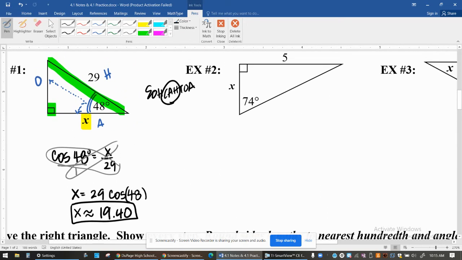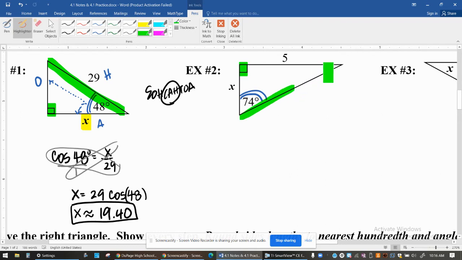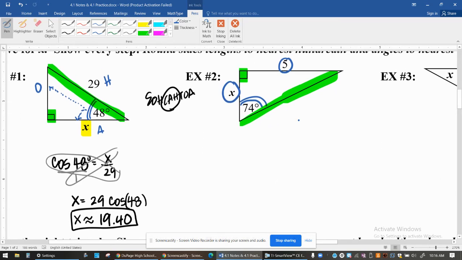All right, so now I'm looking at a different angle and a different right triangle. I'm looking at an angle of 74 degrees. Remember, the hypotenuse is always across from the 90 degrees, right? So that's the hypotenuse. I was not given the hypotenuse. I've been given x and 5. So I have to ask myself, what are those compared to the angle? They are definitely not the hypotenuse, right?